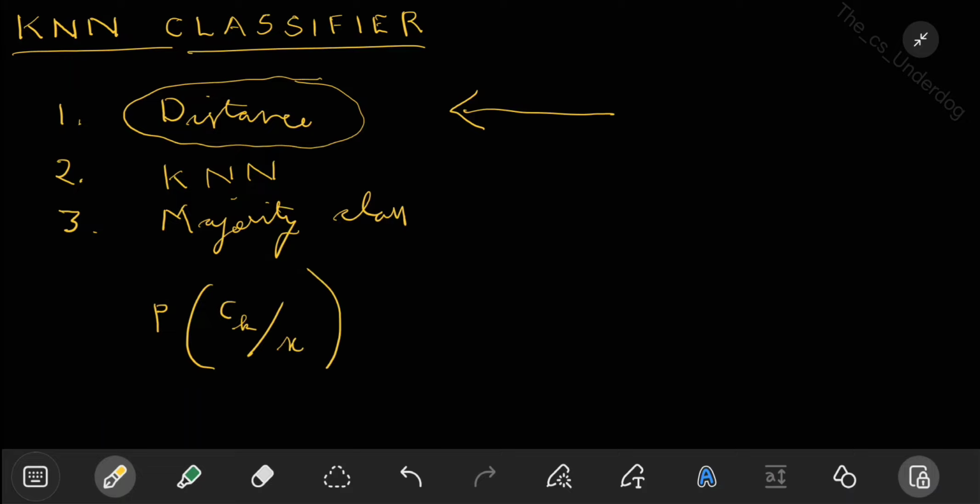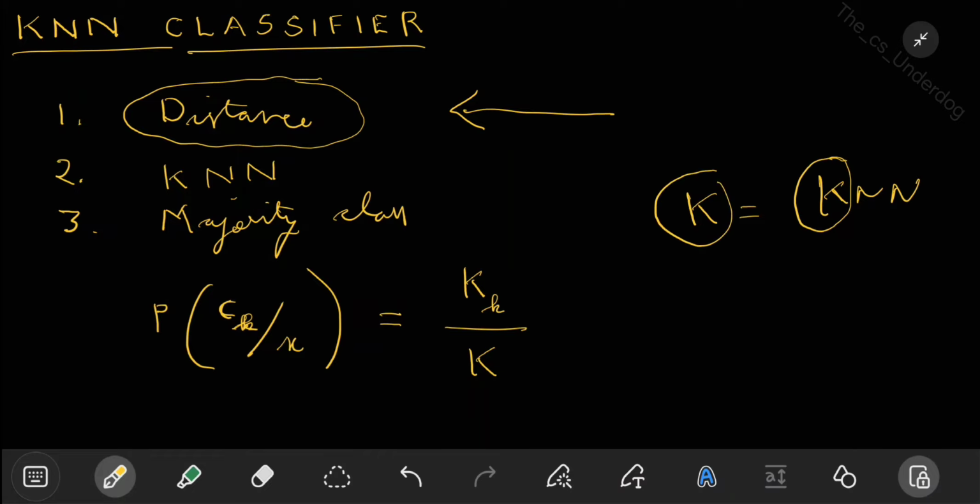Data, let's say, is X. So what is CK? CK is the kth class. So I'm saying, what is the probability of this point belonging to the kth class given the data X? This is what you call the posterior. And this posterior in k nearest neighbors can be calculated as kk by k. What are these kk and k? K is your k in KNN. Whatever you choose as k in KNN, that number is your k here.